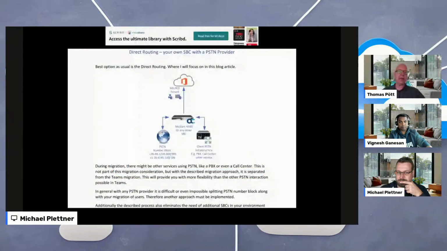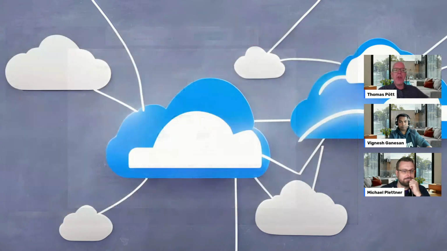Then we come to another topic, and this topic is actually if we have direct routing. Direct routing means you operate your own session border controllers, or, and that's the other option, there is something like Operator Connect. Operator Connect is actually a pretty simple, straightforward part because it's the same as normal direct routing, only it's a managed SBC. Then let's see how you can deal with it.